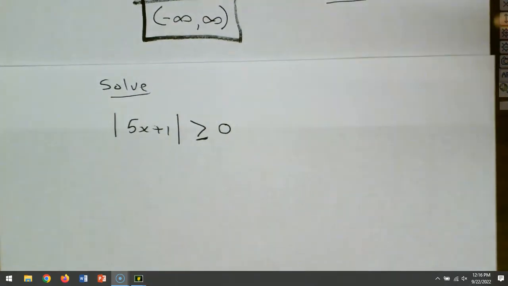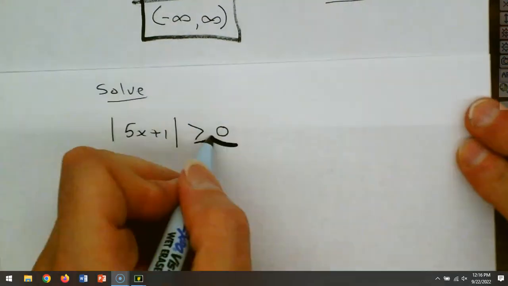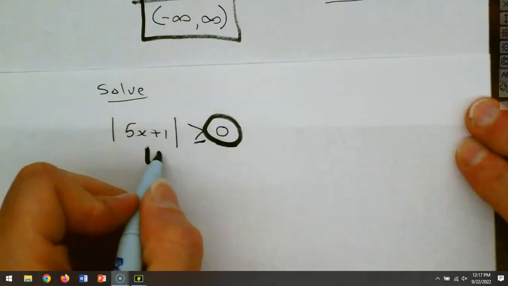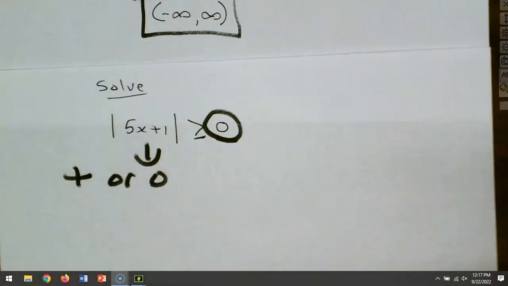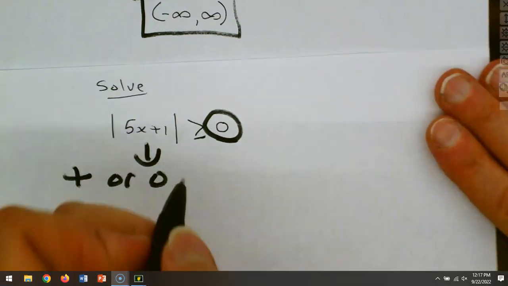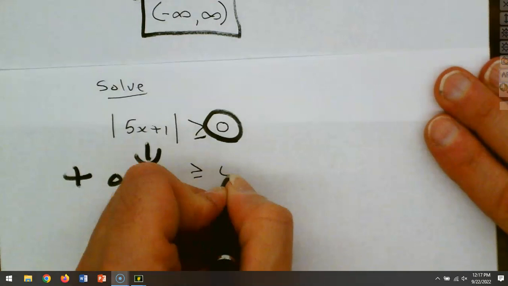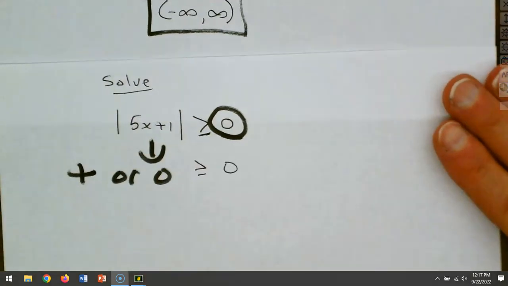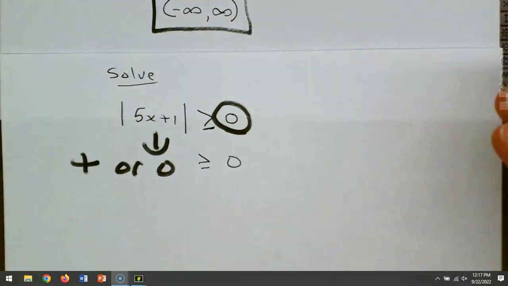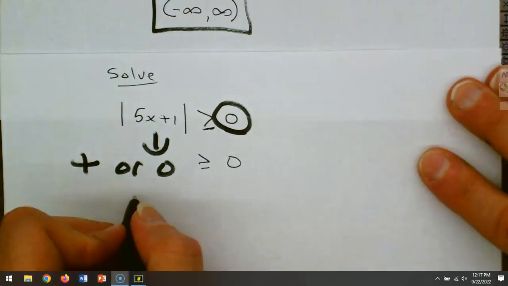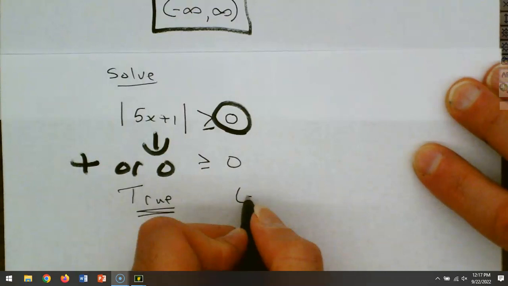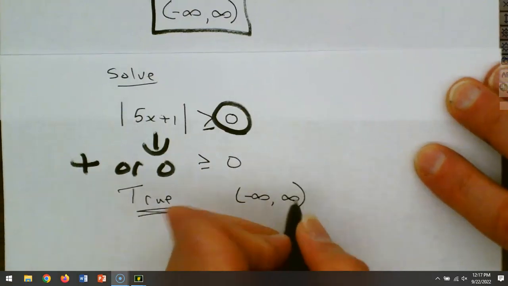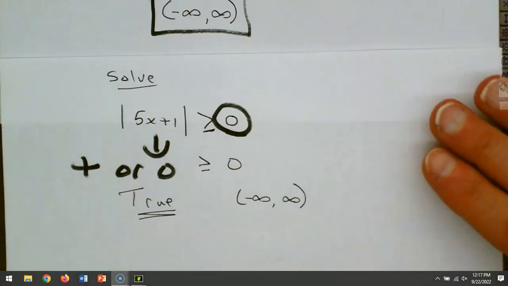So again, 0. What do we know about absolute values? What are they? Positive or 0, right? And our positive or 0 numbers, are those going to be bigger than 0? True or false? Are they bigger than 0 or equal to 0? Yes. So this again would be true. So your solution set would be negative to positive infinity.